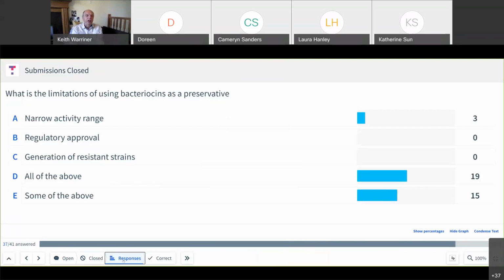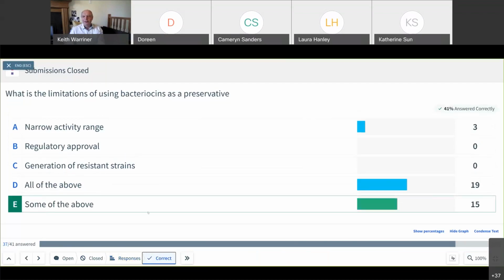But if you've got a very purified bacteriocin, then you do need approval. If you've got it from a genetically modified bacteria, you need approval. So it's usually some of the above, but most don't need it. There you go. Live and learn.